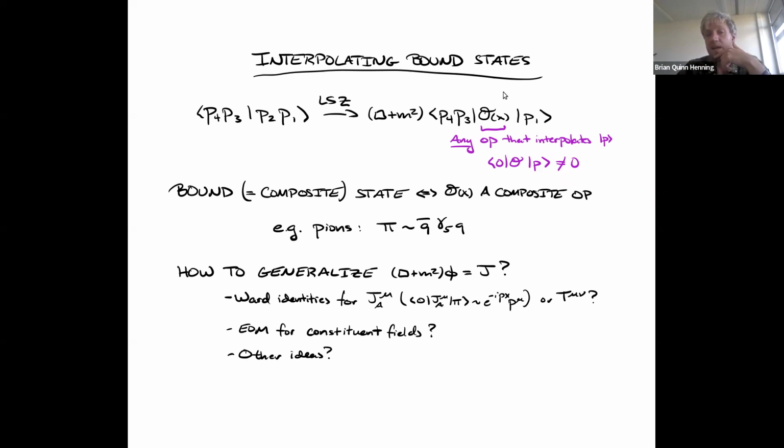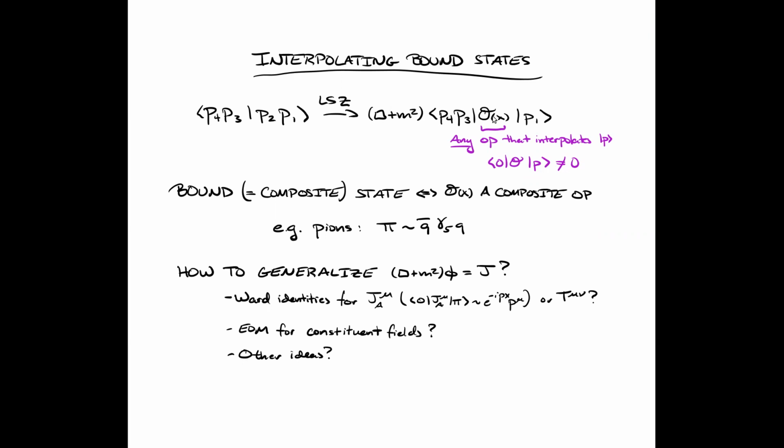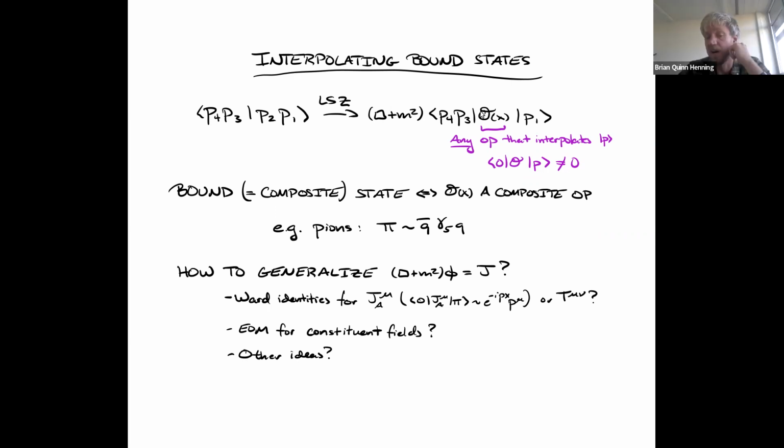If you recall, the issue is that this box plus m squared contributes a 0 that's supposed to cancel against a pole inside of here. We got around that by using box plus m squared acting inside here. When you know the fundamental field that interpolates it, like phi, we can use box plus m squared equals j. But how do we generalize that to the case when we have composite operators? This is an important thing to figure out at the moment. It's completely necessary if you want to study a theory like QCD.